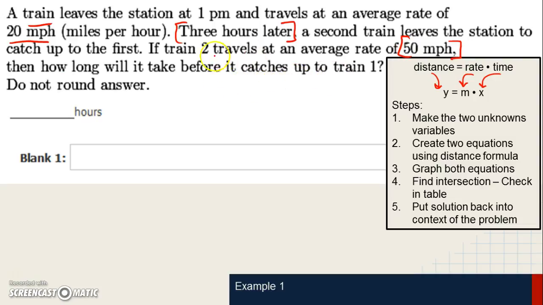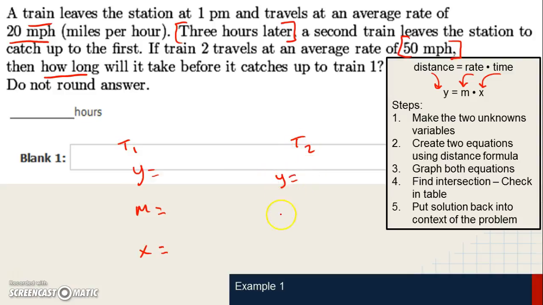So we're trying to figure out if train 1 leaves and later on train 2 leaves, traveling at a much faster speed, how long will it take for it to catch the first train? How long? It is talking about time. So we don't know time because how long is referring to time. So we're going to go ahead and figure out what our y is, what our slope is, and what our x is for both train 1, we'll just say T1, and for T2.